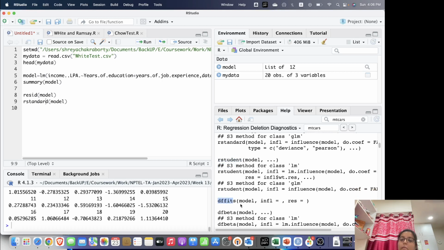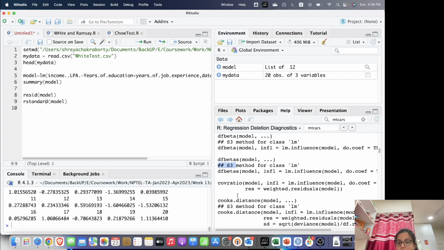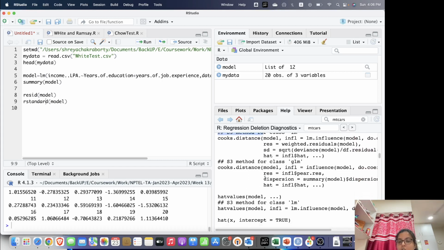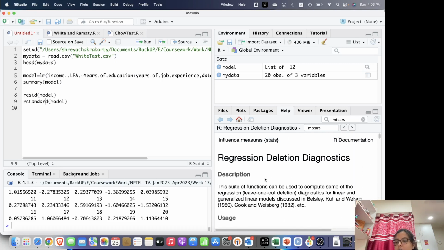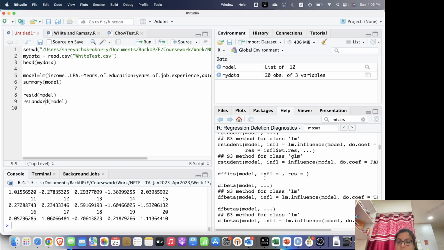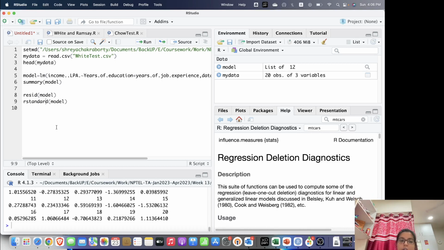DF we talked about, if you remember, some DFFITS. So you can also obtain the DFFITS using this. DFBETAS, Cook's distance, these are some of the metrics for regression diagnostics. All of these you are going to get here. You can use these commands to test for outliers and influential observations, and these are all included in the base stats package, so you need not import any other specific package to use them.